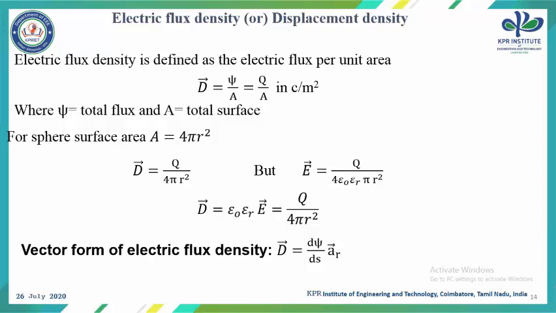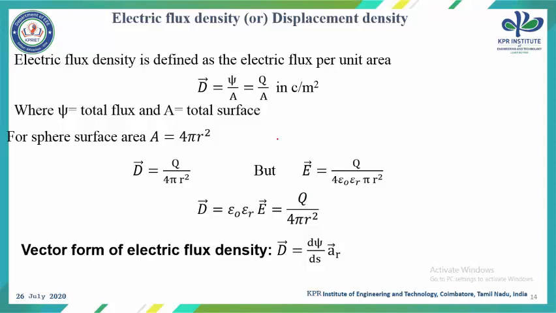Now we are going to discuss electric flux density. The electric flux density is defined as the electric flux per unit area. D is equal to psi by A in coulomb per meter squared, where psi is the total electric flux and A is the total surface area.